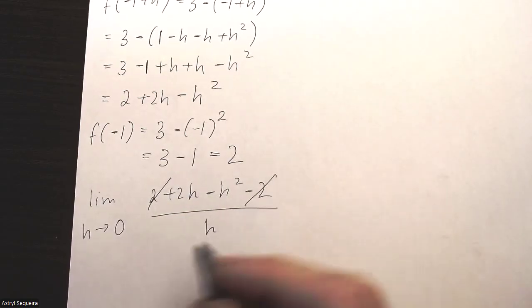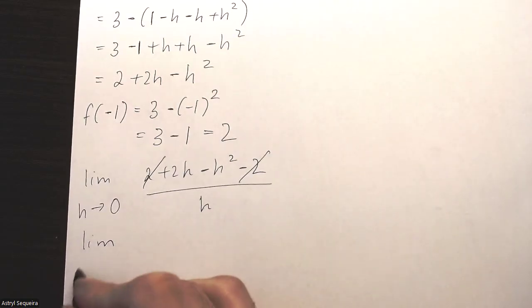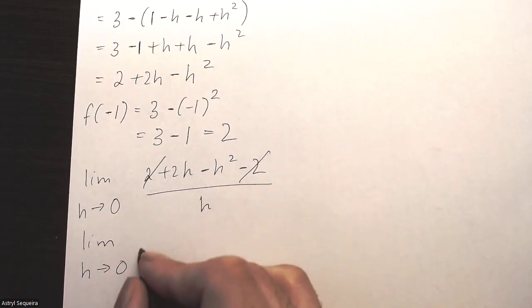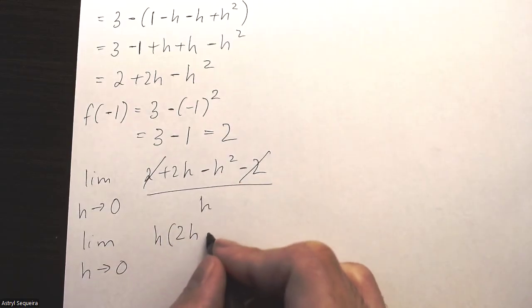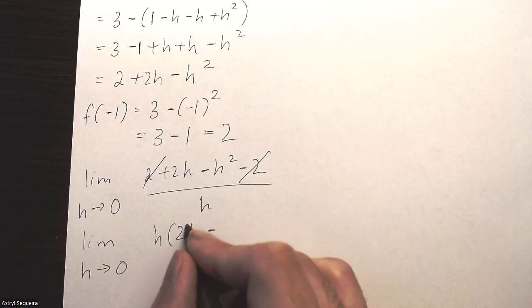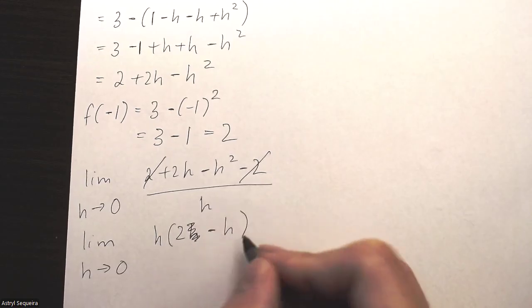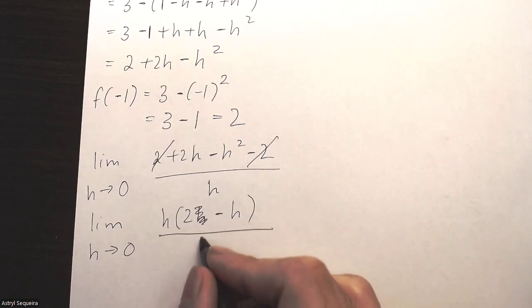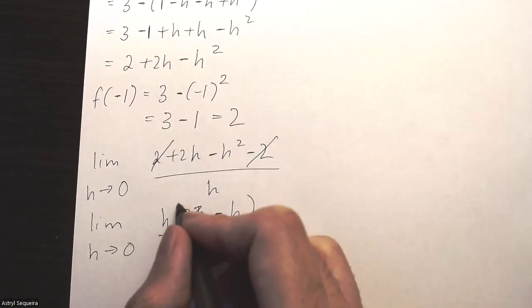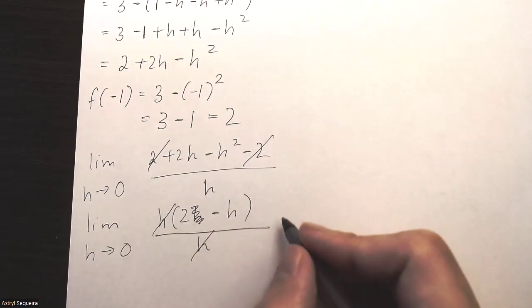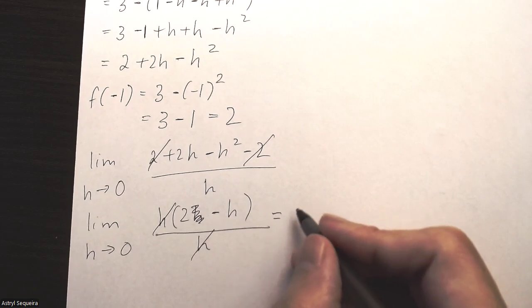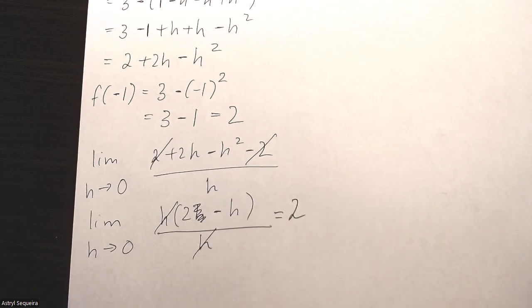2 and negative 2 cancel. I can factor out an h over here, and I'm left with h times 2 minus h. The h and h cancel. Then I sub in my h as 0. My final answer for this one is just going to be positive 2.